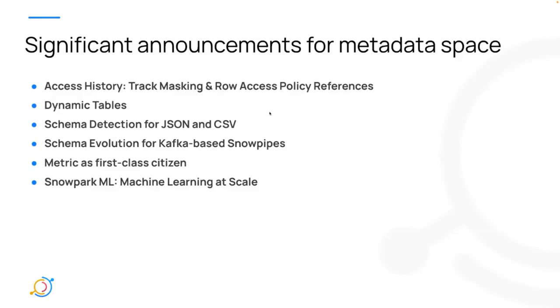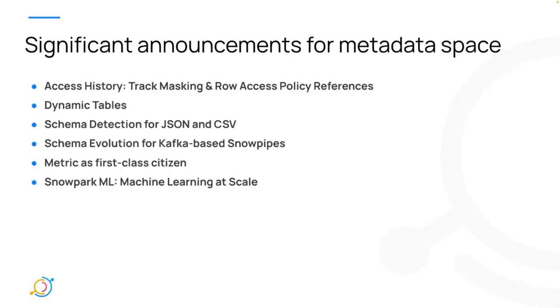Can you see my slide? Yep. Okay. So there were a bunch of significant announcements for the metadata space in particular. And some of this is actually available on the Snowflake release history as well. The first is on access history. They're making it easier to track when policies are being used for access. So you're able to not only see what columns and tables got accessed, but which policies were in effect when those objects were accessed. So it makes it easier for governance and compliance use cases to understand who's accessing what data and which policies are affecting that access.